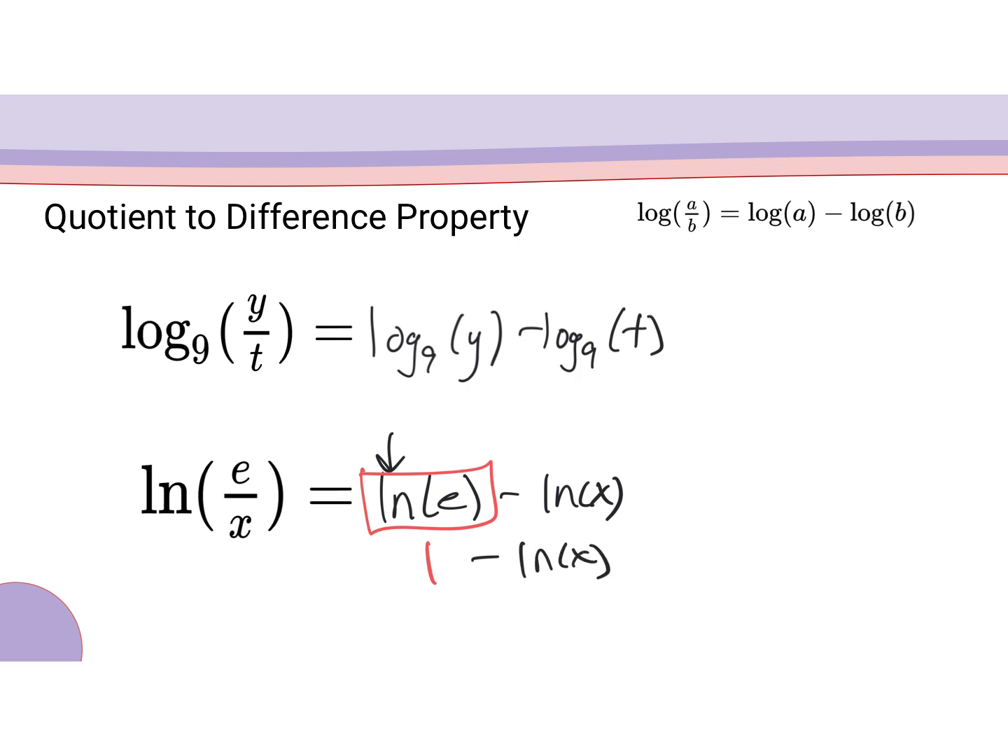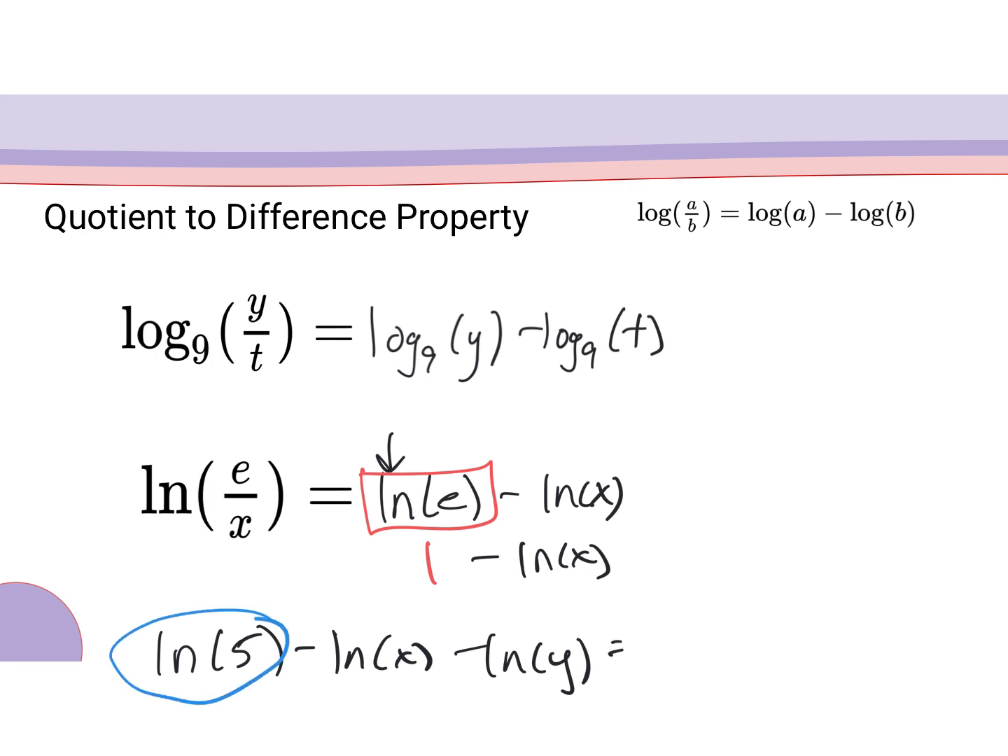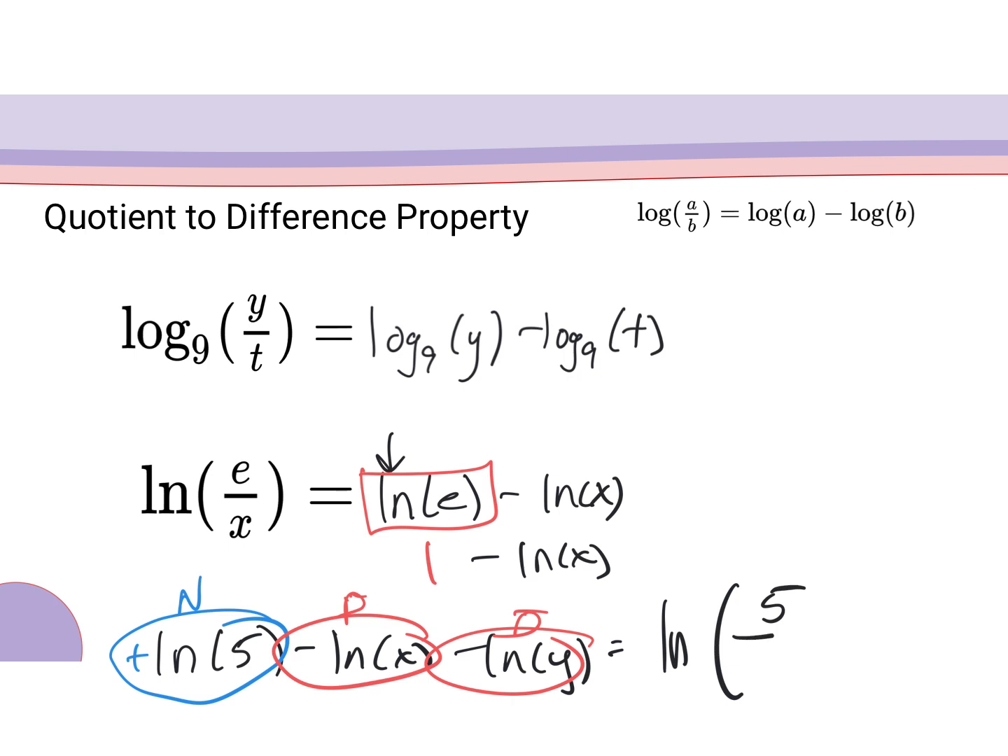In the same fashion, I can use it in conjunction to condense again. So let's say I have the ln of 5 minus the ln of x minus the ln of y. The way I think about it is, since this natural log is positive, it will go in the numerator. And since both of these have a negative, these will both go in the denominator. So when I condense this, I would rewrite it as the natural log of 5 over x, y together.